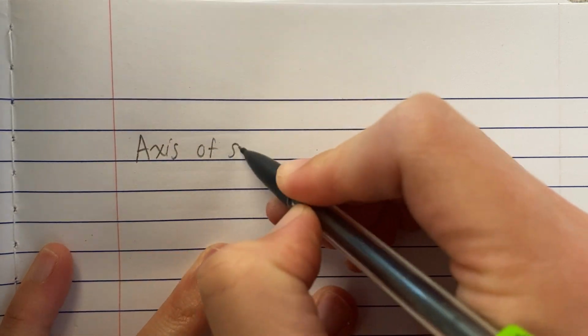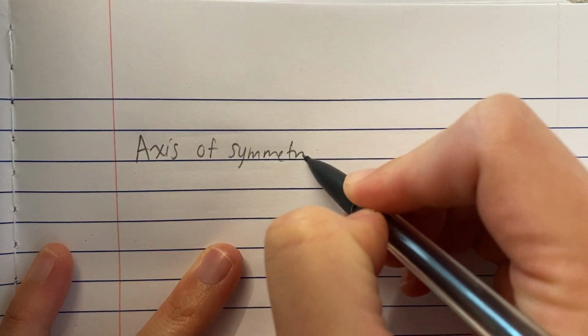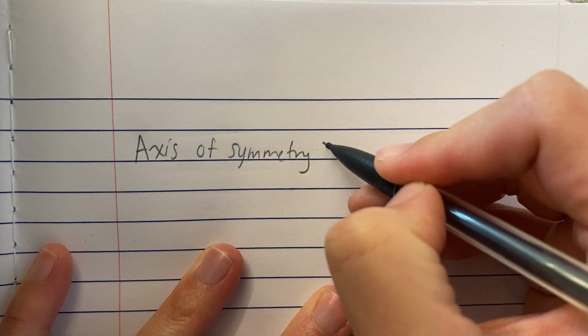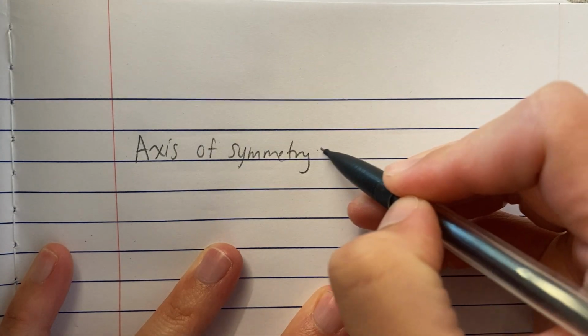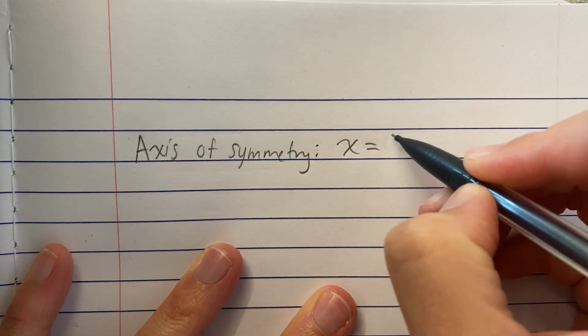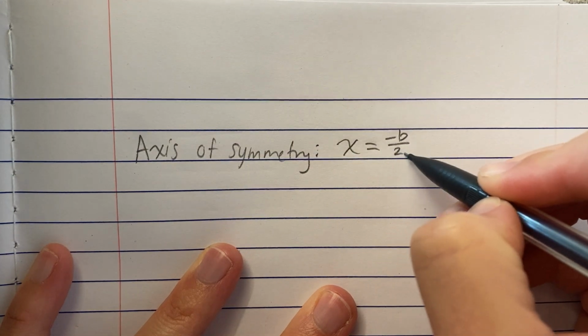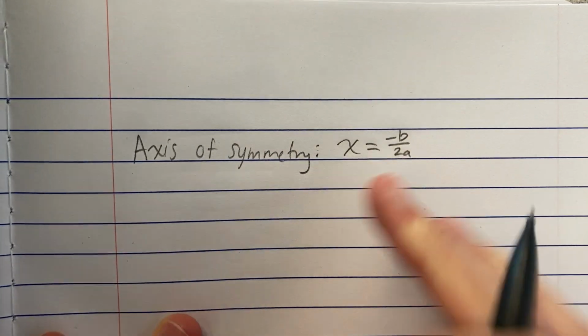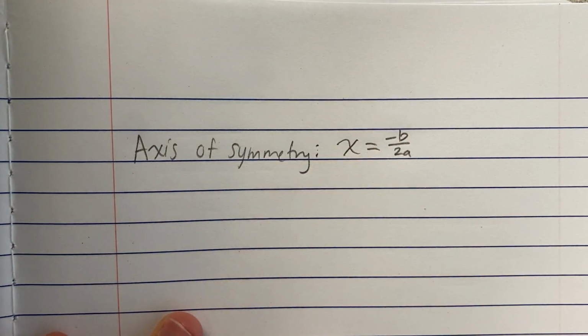Today, we're going to be calculating the axis of symmetry. And the axis of symmetry actually has a formula. And what that formula is, remember, it's always x equals a number. And x equals negative b over 2a. That's the formula.